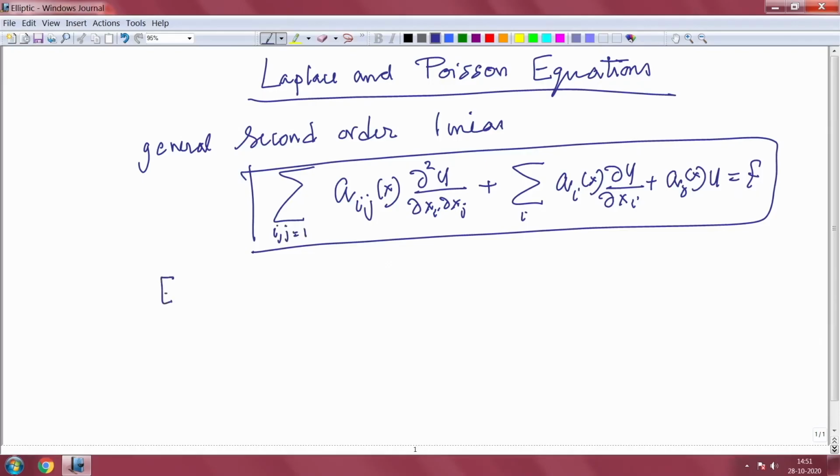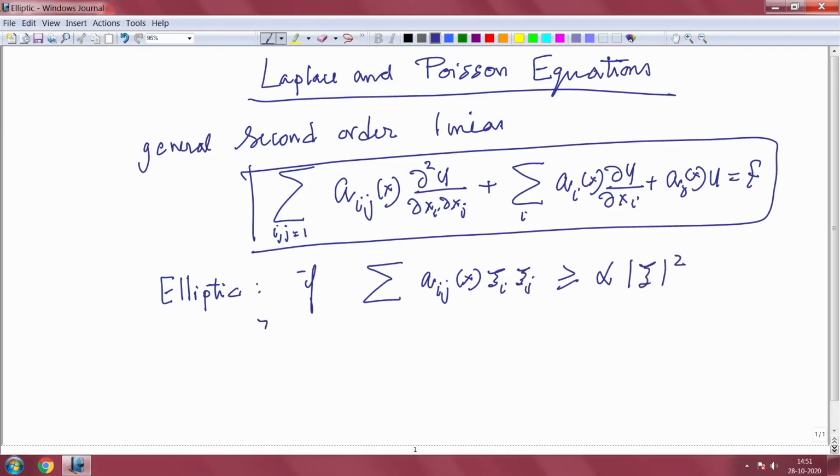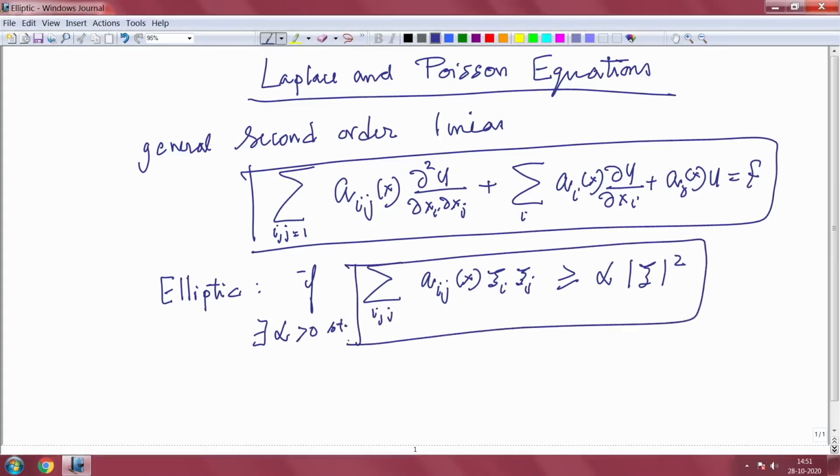This is elliptic, so I am just recalling, elliptic if summation a_ij xi_i xi_j is greater than or equal to alpha into mod xi square. We do not write the summation all the time if repeated indices are used. If there exists alpha positive such that this is true, then it is called an elliptic operator. An important elliptic operator is the Laplacian.